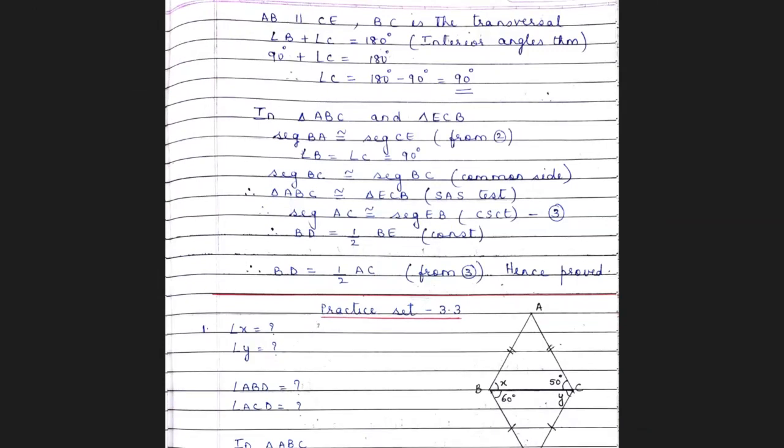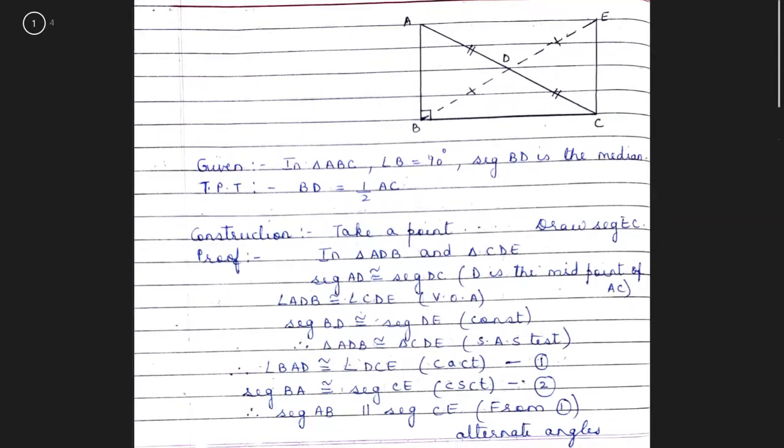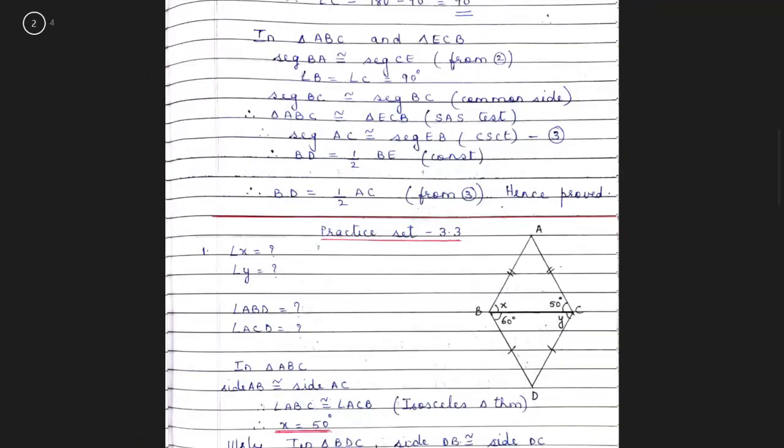Okay, now BD is equal to half of BE by construction because we have taken BD equal to DE. So BD is equal to half of BE. Now instead of BE, I'm going to replace it with AC because BE and AC are congruent by CSCT. So instead of writing BD is equal to half of BE, I can write BD is equal to half of AC, and that's how I prove the theorem. Okay, children, I hope it is clear to you. So we finish with that theorem.